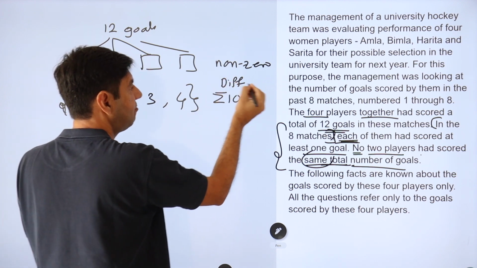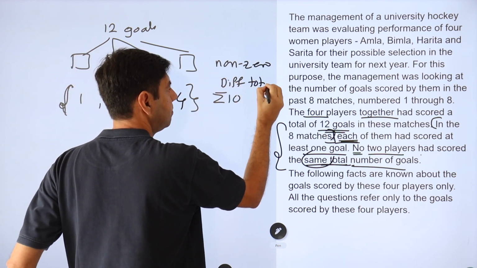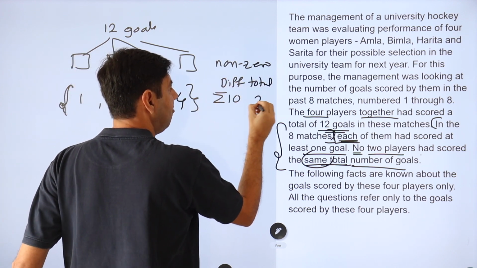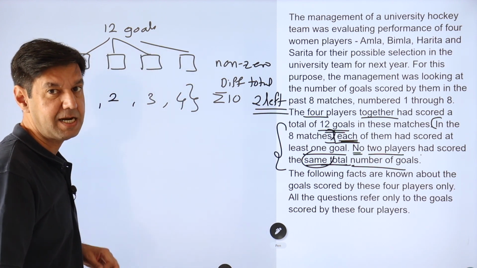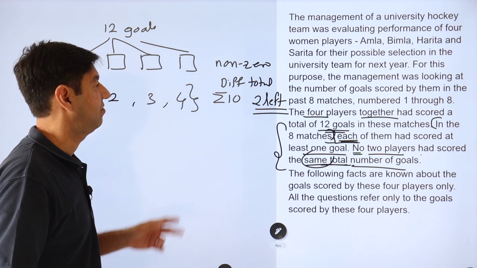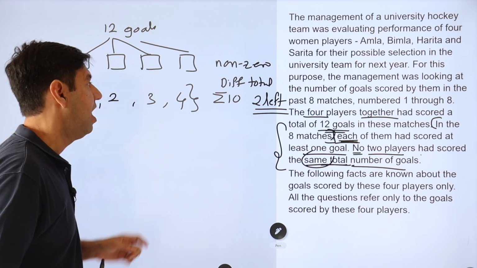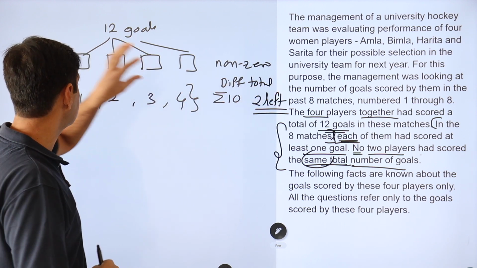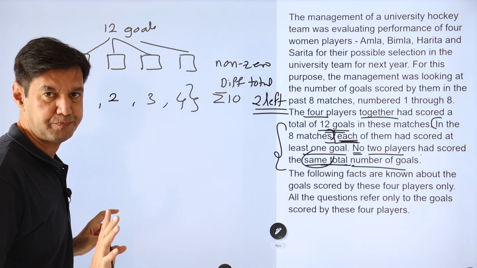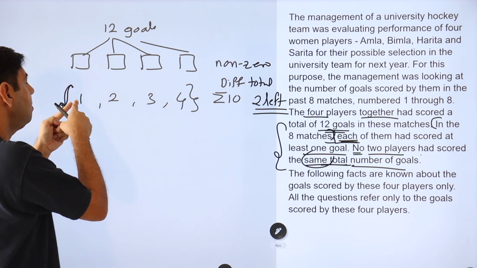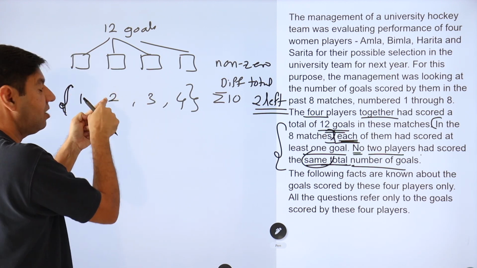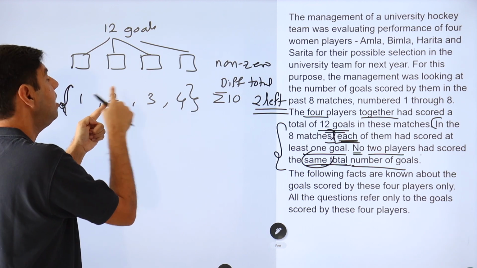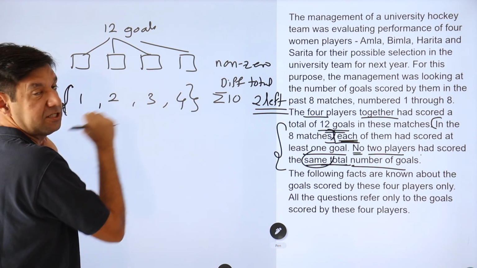Each one has a different total, so now there are only 2 left. Now how do you divide this 2? Think carefully, because this is a point which can be used in many sets further and you should be fast at this. If both 2 goals go to just a single player, can it go to this one? No, then it will read 3, 3, 2, 4. These will be the same. Can it go to this one? No, then it will read 4, 4, 1, 3. Then these 2 are the same.